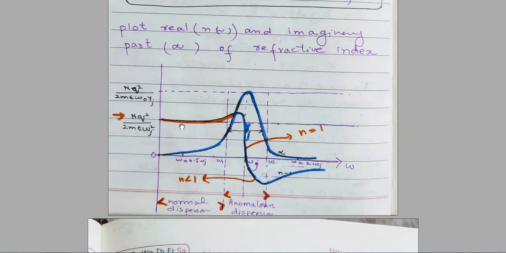Now see the behavior of the refractive index. Here you have plotted n minus 1. At low frequency it has a constant value, n q square over 2m epsilon into omega j square, but near resonance frequency it drops down, then reaches a minimum value at some value of omega, and then rises again. At resonance, when omega equals omega j, the refractive index goes to 1. But as you have plotted n minus 1, at resonance it drops down to 0, then reaches its minimum value, meaning it becomes negative, and then at high frequency it rises again.